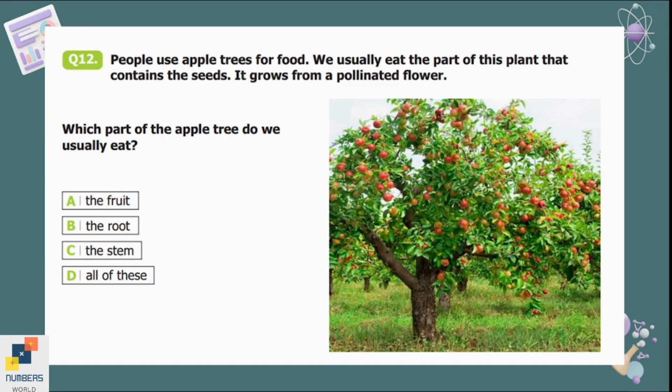Question number 12. People use apple trees for food. We usually eat the part of this plant that contains the seeds. It grows from a pollinated flower. Which part of the apple tree do we usually eat? The fruit, the root, the stem, all of these. So we can see apple is the fruit of the tree. So option A is the correct option here.